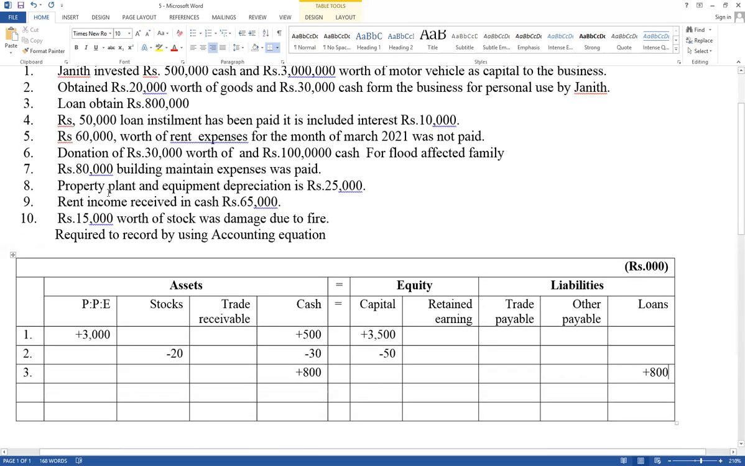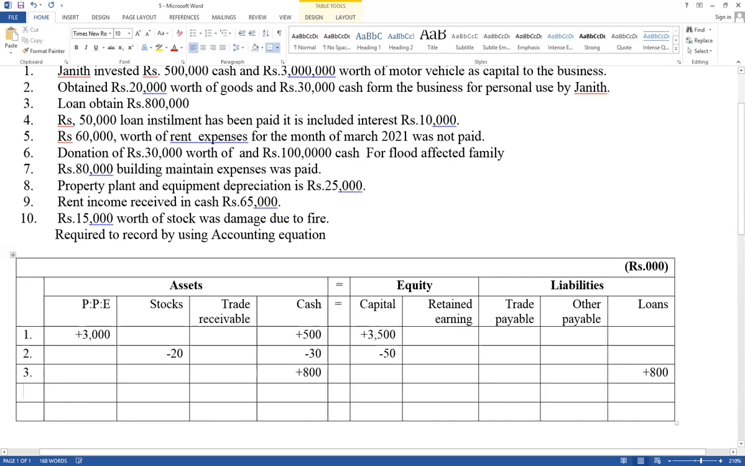And the fourth one is very important. Think about the fourth transaction. Rupees 50,000 loan installment has been paid, and it includes interest of 10,000. Think about loan obtained and loan paid. It has given that a 50,000 loan installment has been paid, and it includes interest of 10,000. It means that as loan paid, only 40,000. 50,000 paid in cash, but it includes loan interest of 10,000. It means only the balance part, 40,000, is loan paid.